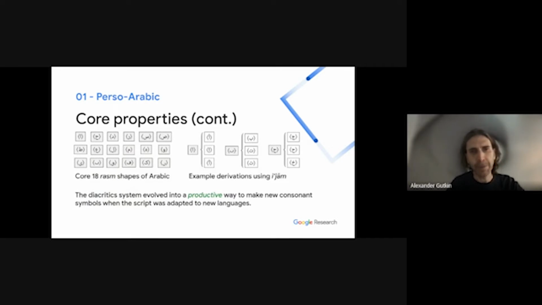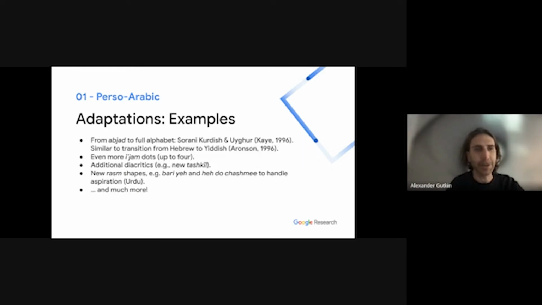So each rasm has several variants. Each variant is a standalone letter, and there are many productive ways of deriving a letter from a rasm. Each rasm may have, for example, using the ijam diacritics, up to 4 different letters deriving from it. And that's a very productive way of making new consonant symbols when the script is adapted to new languages.